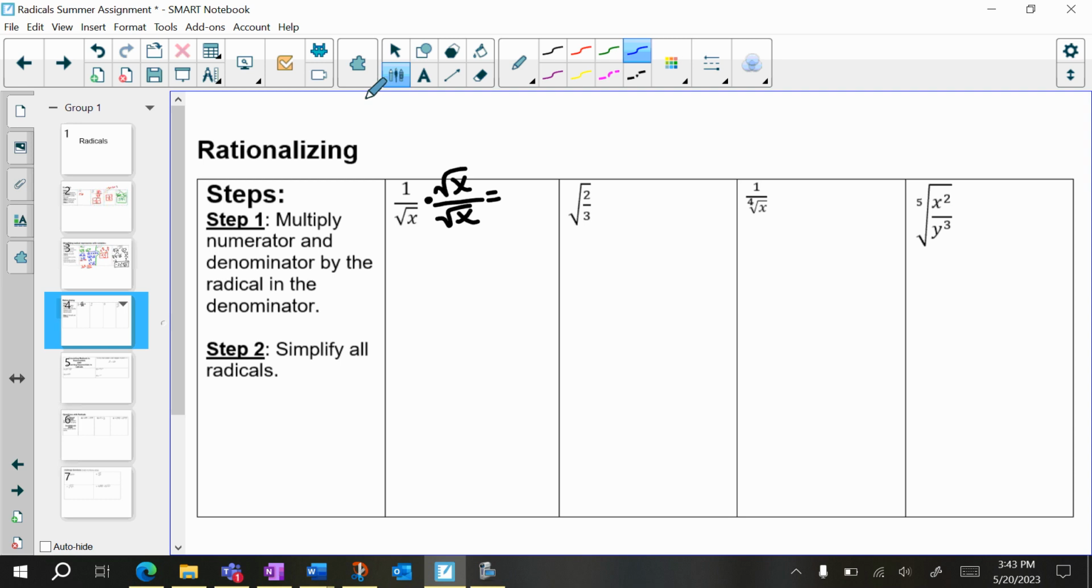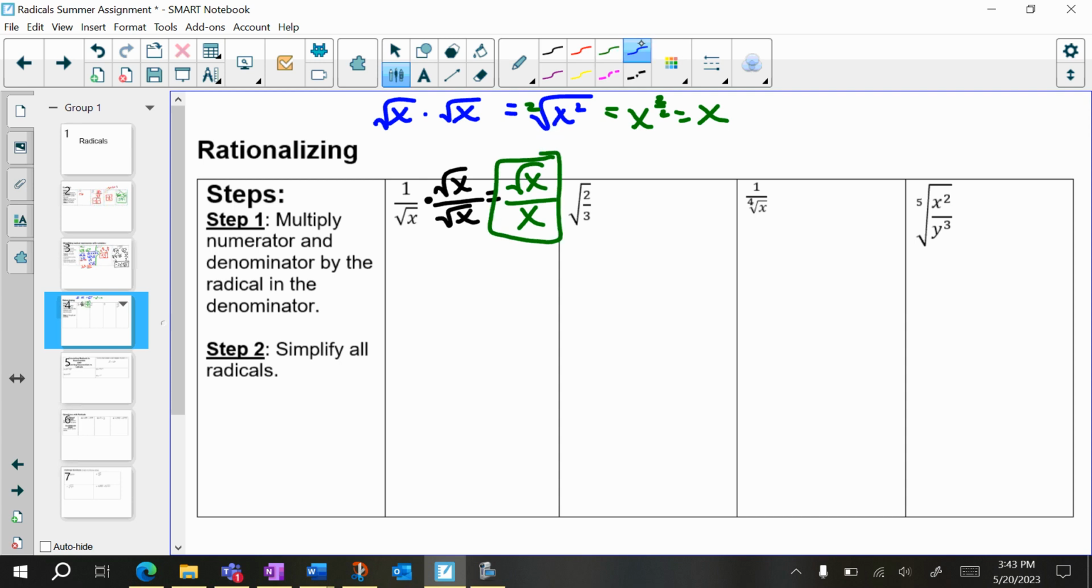Because think about what happens. If I have radical x times radical x, that's going to really give me radical x squared with the index of 2. So this is really x to the 2 over 2, which is equivalent to just x. So when I multiply radical x times radical x, only the radicand, the number underneath the radical, pops out. And 1 times radical x is just radical x.